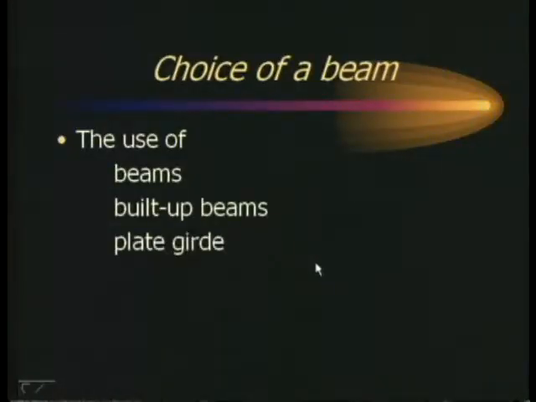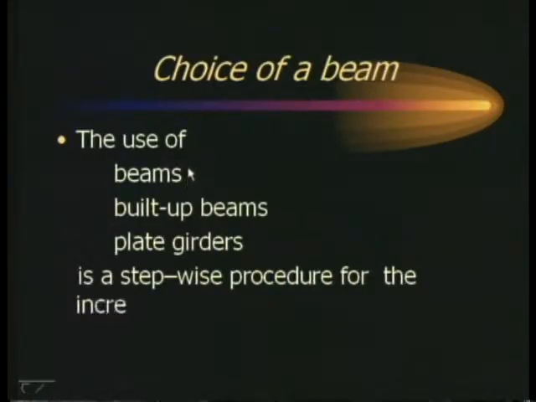The choice of a beam section. In the first class and second class, I told you about the simple beams. And just before, I taught you about the built up beams, and next follow the plate girders. It is a stepwise procedure for increase in load and span. The much higher the load is and the more the span is, then you have to rule out the simple beam. If a built up beam is not sufficient, then go in for a plate girder.